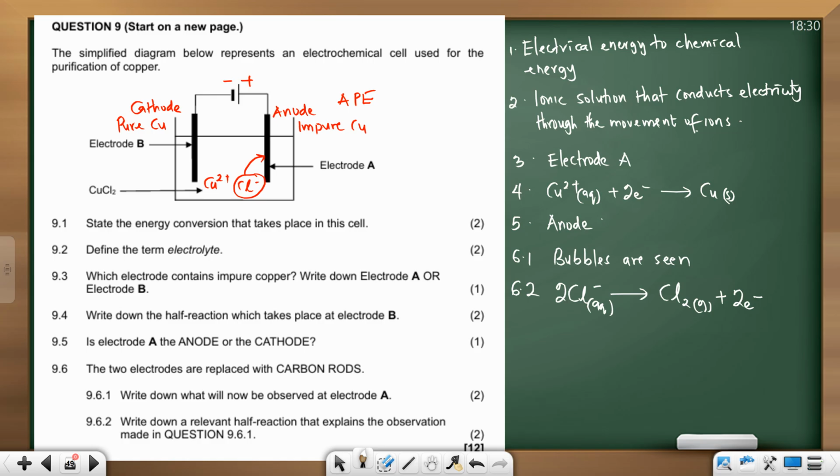Just know your content. Don't make the anode the cathode. Don't make the cathode the anode. Then you're fine. 12 marks in the bag. If you don't know what... Yes?